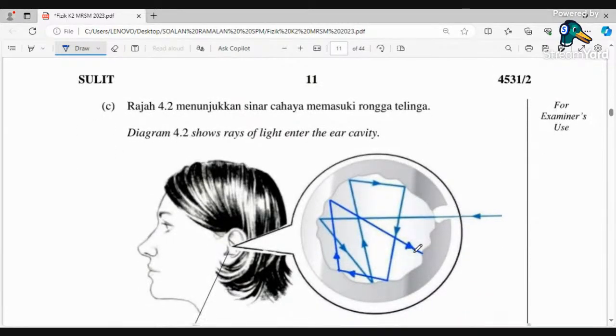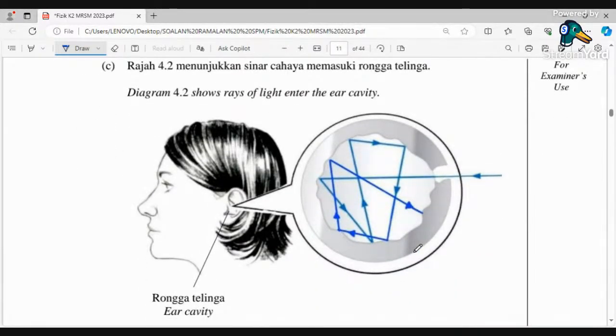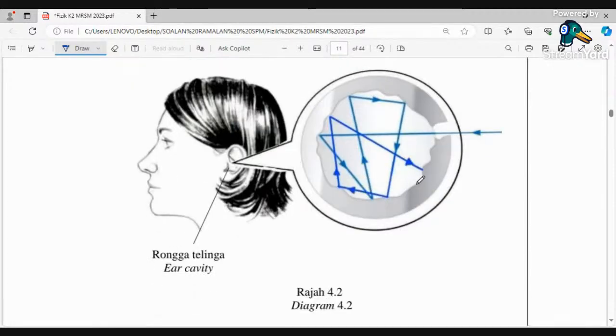Okay, bahagian C. Light rays enter the ear cavity. So you can see the light gets in, they keep reflected inside but does not come out. So the ear cavity will appear black. If you look from outside, you cannot see anything, it's just like black. So this one is one example of black body. Okay, black body. Okay, no reflection from ear cavity.